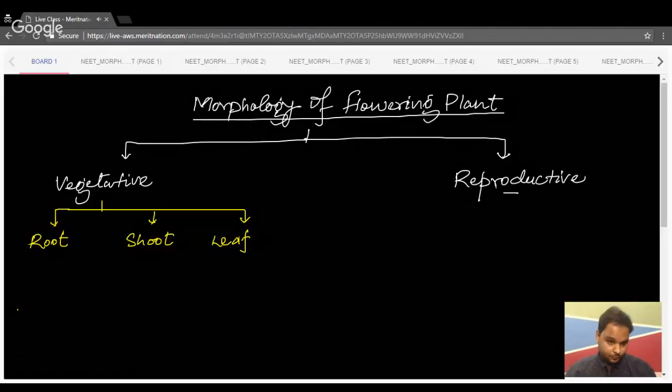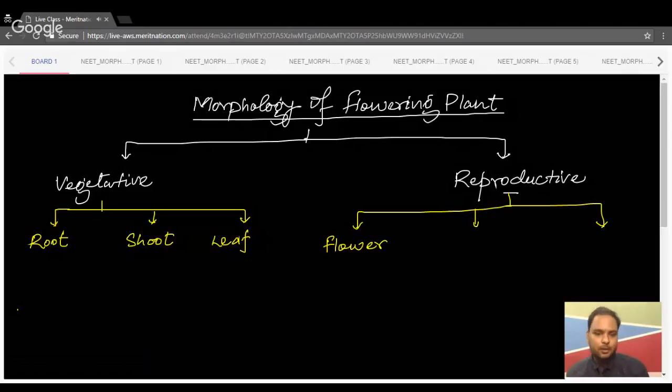Okay, now, everyone, let's move ahead. Same as that, if we talk about reproductive, again I'll divide them into 3 parts. The very first one will be your flower, right? I'll explain, don't worry about it. The very first one will be your flower.